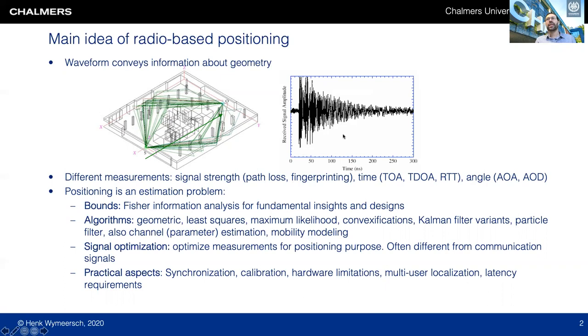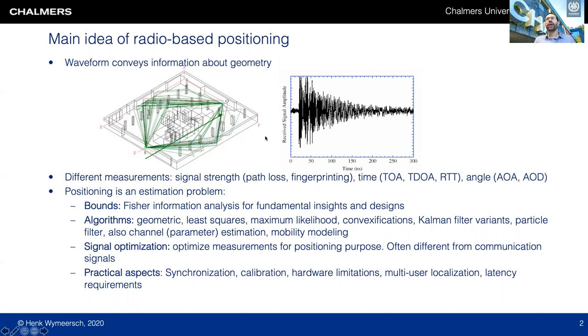Each of these paths corresponds to either a line of sight or a specular multipath component, so something that reflects off some object. All of these paths tell you something about the environment. The question is then how to use this information.